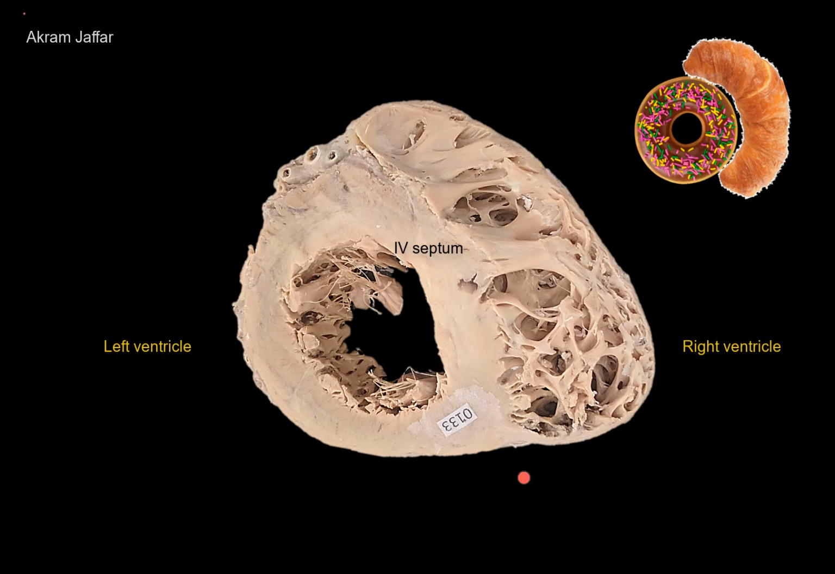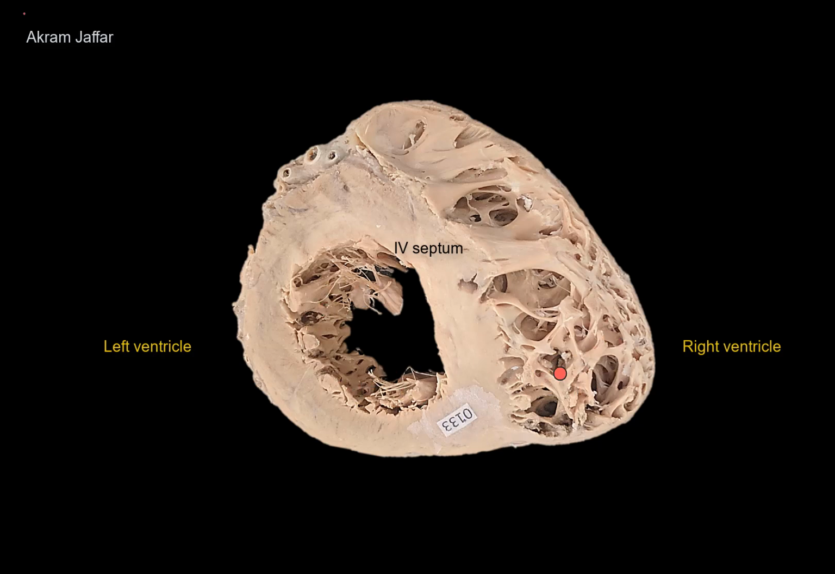And you can see the inside of both ventricles has multiple of these trabeculae carneae, thickenings of cardiac muscle fibers in the wall. And you can see here some of the papillary muscles with chordae tendineae in this section.